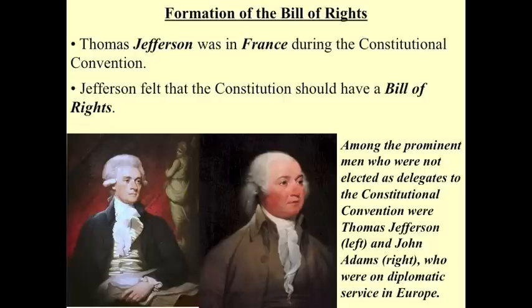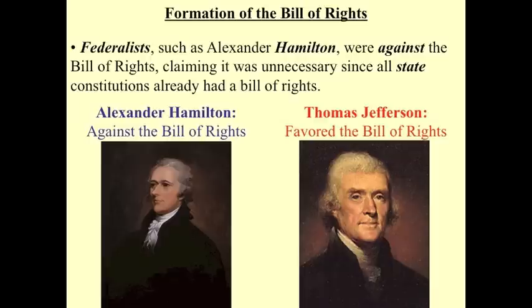Now, Thomas Jefferson, author of the Declaration of Independence, was actually not present during the Constitutional Convention. He was in France serving as an ambassador. But he believed that in order for the Constitution to pass, a Bill of Rights also needed to be added onto the Constitution. Another important figure that we haven't talked a lot about is Alexander Hamilton. Alexander Hamilton was actually against the Bill of Rights because he said that the state constitutions would protect what we now have in the Bill of Rights. So don't leave it up to the federal government to say what rights are protected. Leave it up to the state governments. So he was against the Bill of Rights, while on the flip side, Thomas Jefferson supported the Bill of Rights.